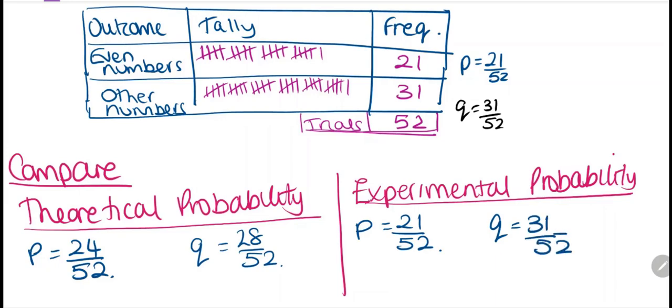So we can see we have 52 cards, and if we have 6 cards that are even, we're going to have 7 cards that are odd. So the probability of choosing an odd card is going to be higher.